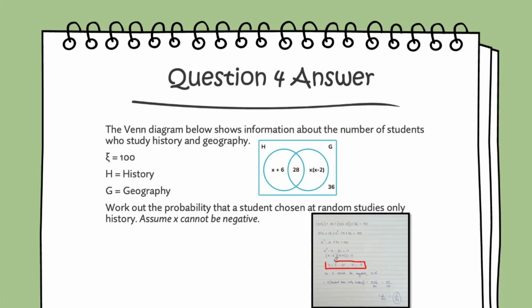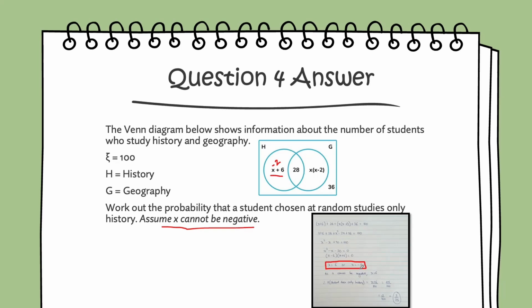Now in this instance, it's only asking us for one solution because we are assuming that x cannot be negative. In reality, there's no reason why x can't be negative, as long as the overall expression that it gives us is positive. For example, if x was negative 8, negative 8 plus 6 would give us negative 2. We can't have negative 2 here, because that doesn't make sense. You can't have negative 2 students that only study history.